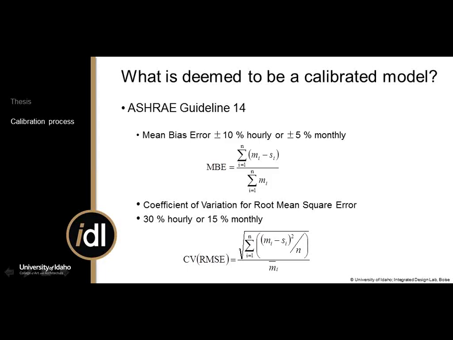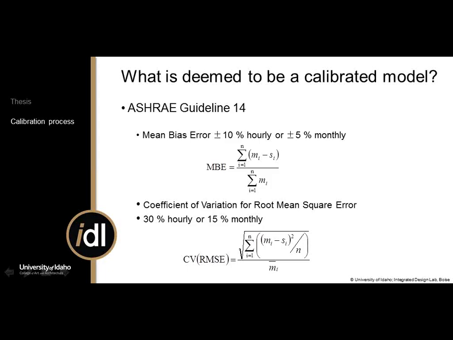But another method found in the ASHRAE Guideline 14, where you can also use hourly or monthly data, has a higher tolerance, because the mean bias error doesn't take into account absolute errors. The measured and simulated can offset each other. So if you have a negative difference in one of the months and a positive difference in another month, they can equal out to 0, and you have a mean bias error of 0%, which won't necessarily define the accuracy of the model.